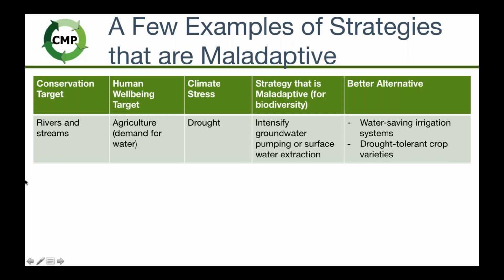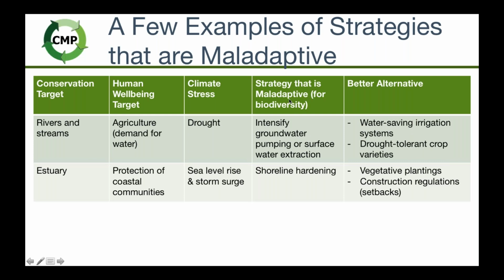So if you're working to conserve rivers and streams, and an associated human well-being target is agriculture and the need to supply water for agriculture, and you've got a climate stress that's drought, a strategy that is maladaptive would be to intensify groundwater pumping or surface water extraction. And a better alternative to that would be water-saving irrigation systems or planting drought-tolerant crop varieties.